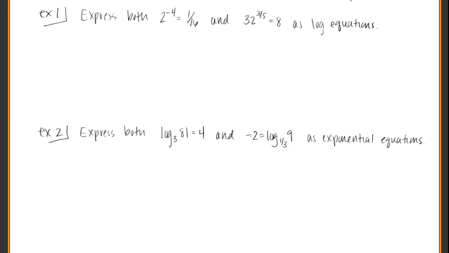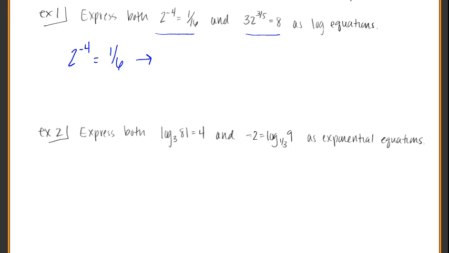So here with this first example, the first thing we want to do is just express both 2 to the negative fourth equals 1/16 and 32 to the 3/5 equals 8 as log equations. Right now they're in exponential form and they want us to put it into log, so that way you can kind of see how the two functions, exponential and logarithmic, actually tie in together. Alright, so the first thing we want to do is focus on our base. With this example of 2 to the negative 4 equals 1/16.